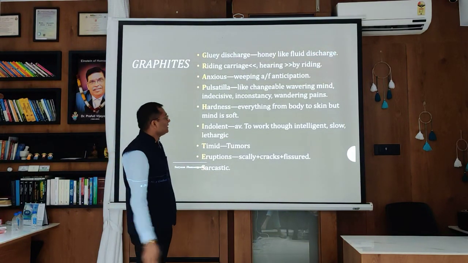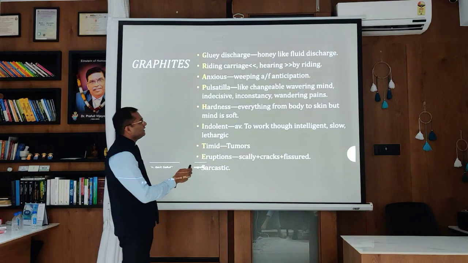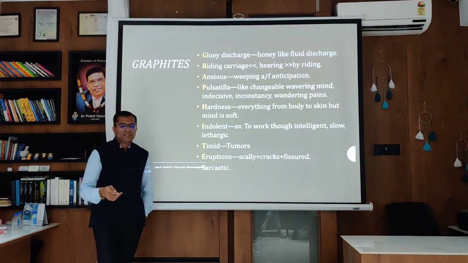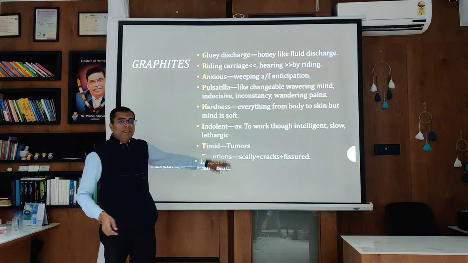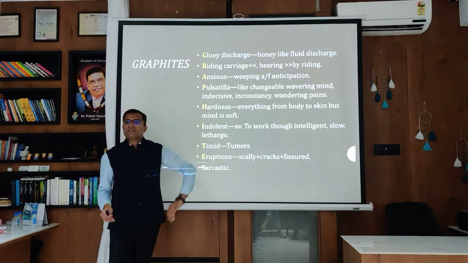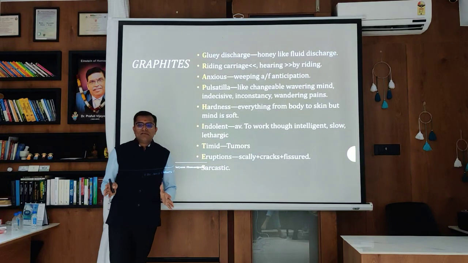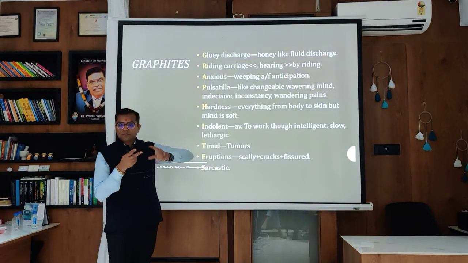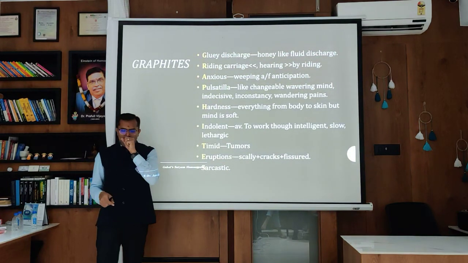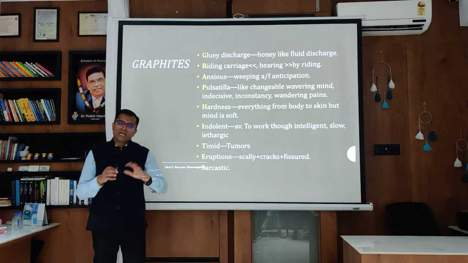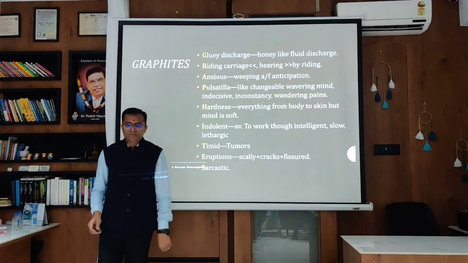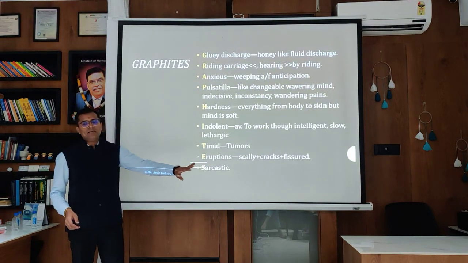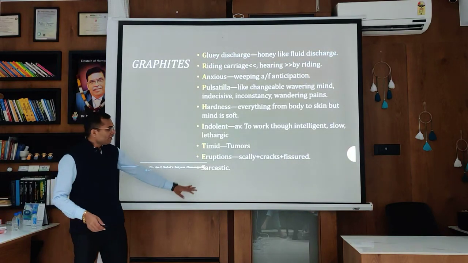The Pulsatilla-like symptoms: P represents changeable, wavering mind, indecisive, inconstancy, wandering pains and everything. Again, fibrin excess. So fibrin excess leads to hardness and thickness in the body, but at the level of mind it is soft. So what is the very different aspect of understanding? Indolence, all carbons are indolent, aversion to work, timid, tumors, eruptions, thick scaling, cracks and fissures.